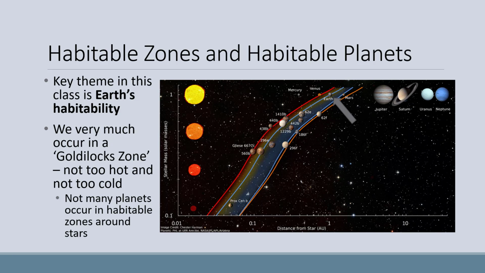This sweet spot is sometimes called the Goldilocks zone, because if we were any closer to the sun, then our planet would be too hot for life. And if we were any further away from the sun, then our planet would be too cold for life. Not many planets occur in habitable zones around their stars.